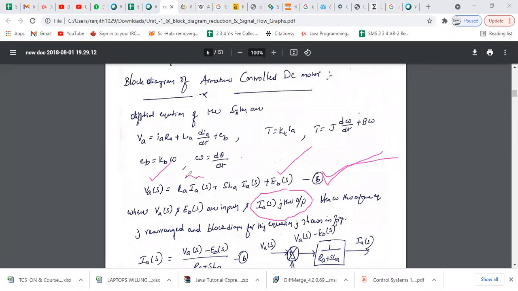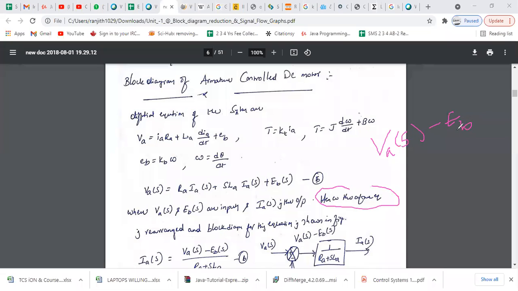Here we have the remaining variable IA of S, which is the output. Now, we arrange this equation like this. I am taking EB of S to my left hand side, which is VA of S minus EB of S. VA of S minus EB of S equals, take IA of S common from these two terms, you get RA plus SLA.